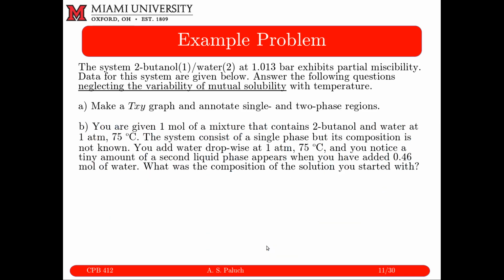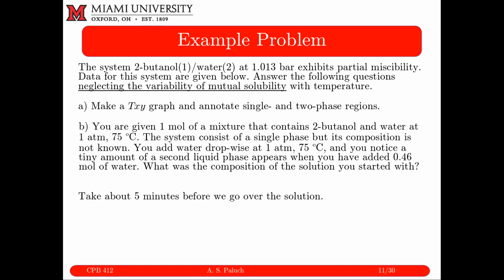Okay, cool. So now part B. You're given 1 mole of a mixture that contains 2-butanol and water at 1 atm, 75 degrees C. The system consists of a single phase, but its composition is not known. You add water dropwise at 1 atm and 75 degrees C, and you notice a tiny amount of second liquid phase appears when you've added 0.46 moles of water. What was the composition of the solution you started with?